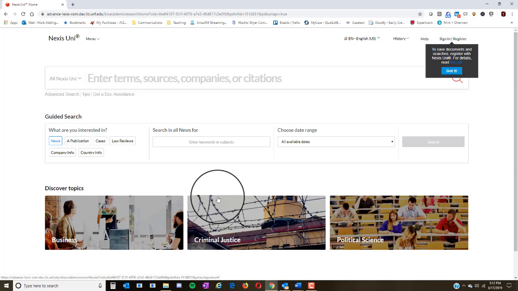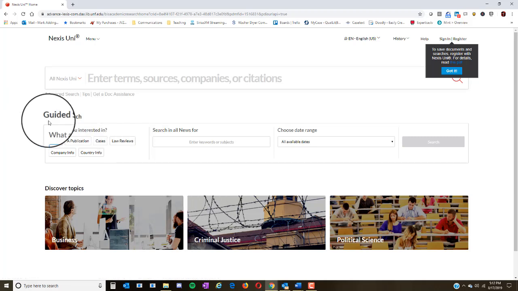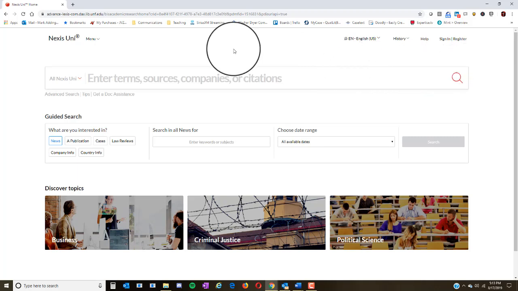Here is what the screen will look like, and there are a couple of things that I want to show you. Nexis Uni is a legal database. It's very in-depth. This is the academic version. They have other versions that specialize in legal research, but this is very valuable. You have your cases. You also have law reviews broken out, so you can look for concepts in law reviews.